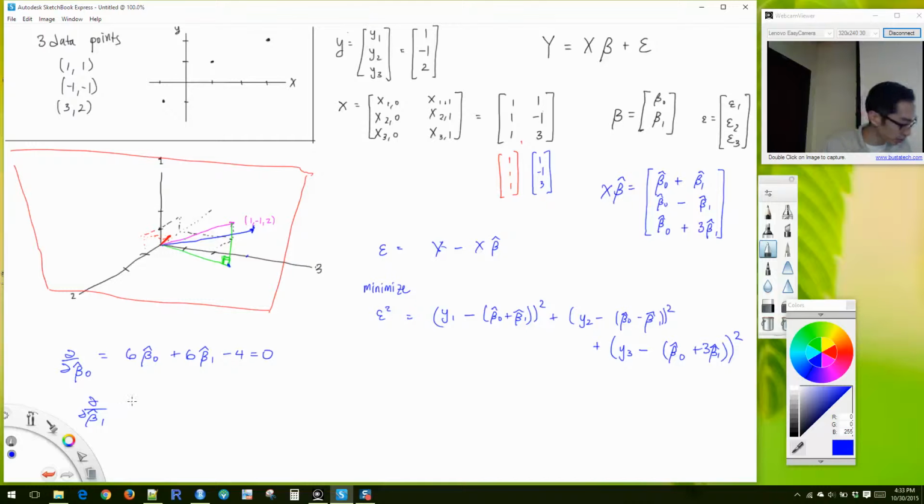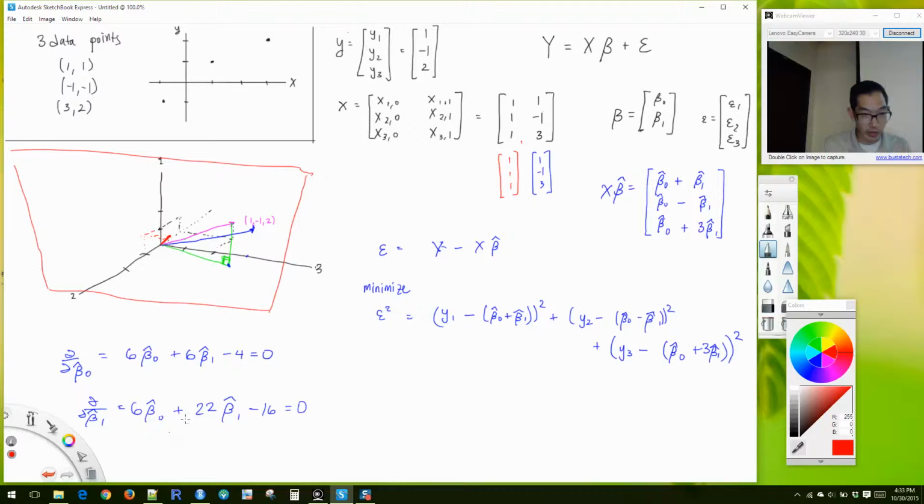And then if you take it with respect to beta hat 1, you get 6 beta hat 0 plus 22 beta hat 1 minus 16 equal to 0. Okay, so now we have 2 equations and 2 unknowns, and we're going to solve for beta hat 0 and beta hat 1.